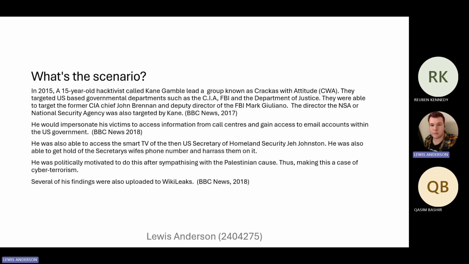They were politically motivated to do this after sympathising with the Palestinian cause, making it a case of cyber terrorism, and in fact the judge also called it that. Several findings were also uploaded to the infamous WikiLeaks.